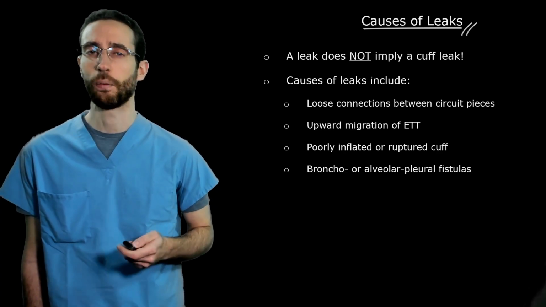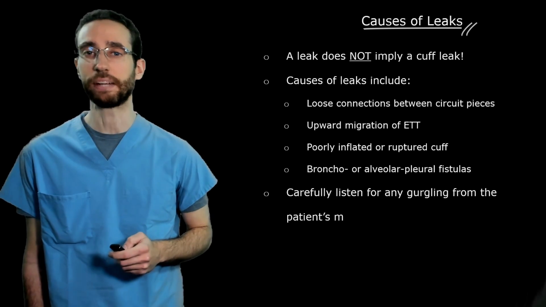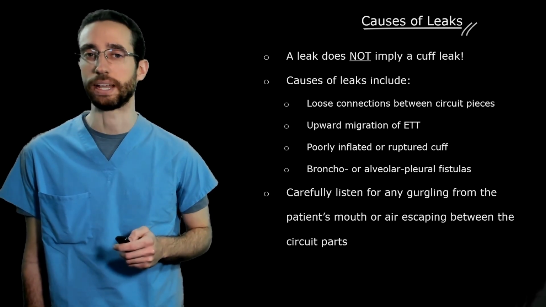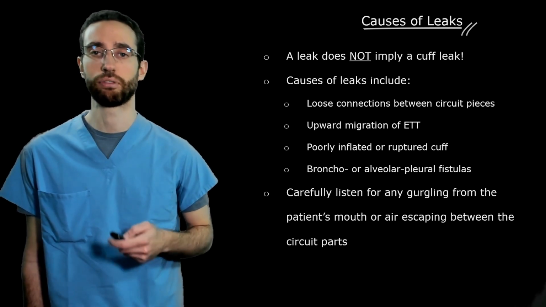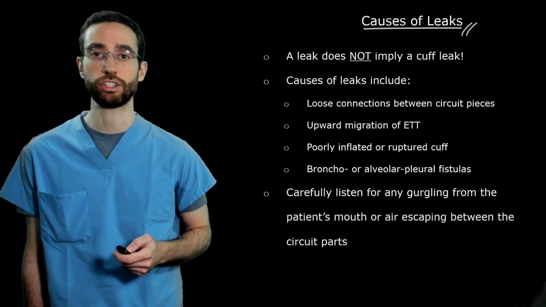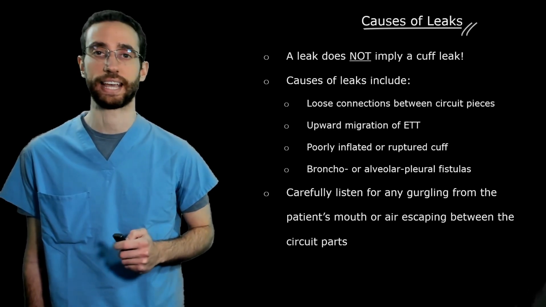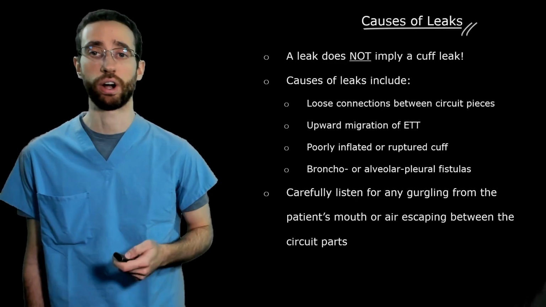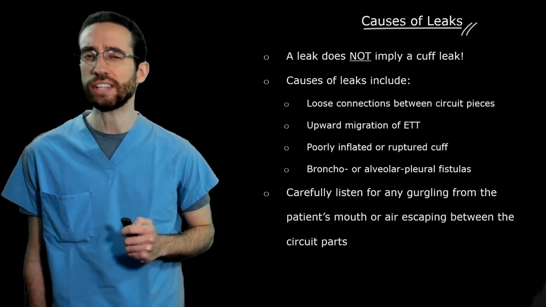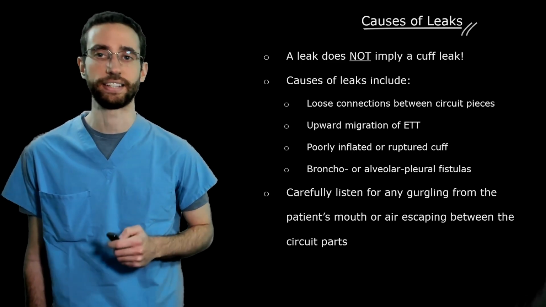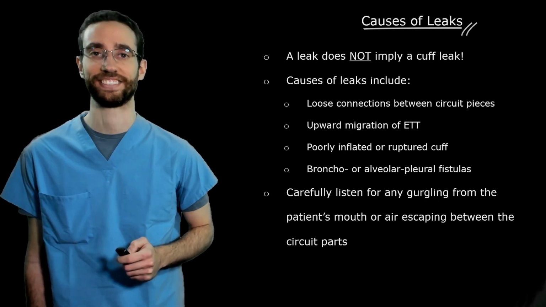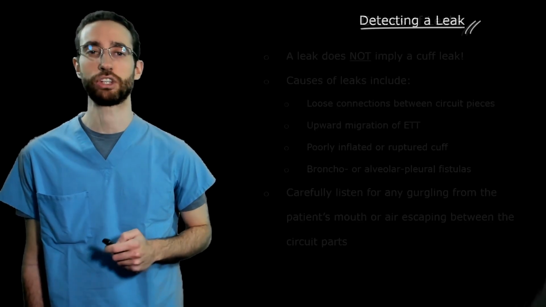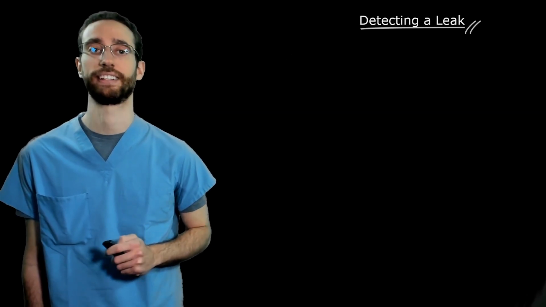tube. When I suspect the presence of a leak, I will bring my ears close to the patient and carefully listen for any gurgling from the patient's mouth, which would indicate an abnormal seal of their airways by the cuff, or air escaping between circuit pieces, which would indicate that they're not tightly connected. There are several ways in which you can detect a leak on the ventilator.